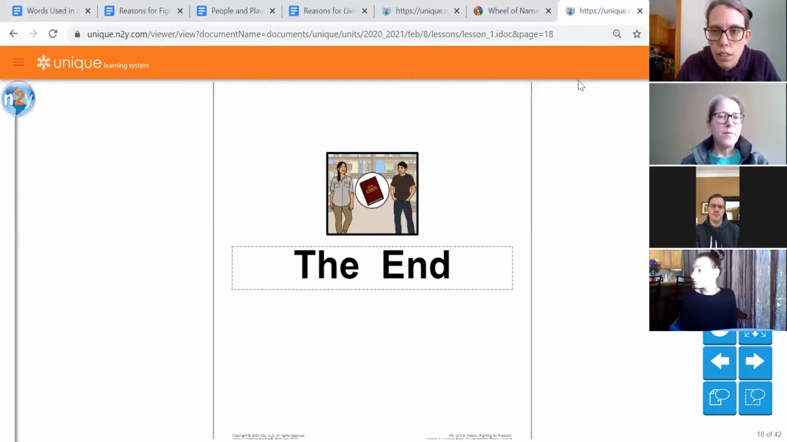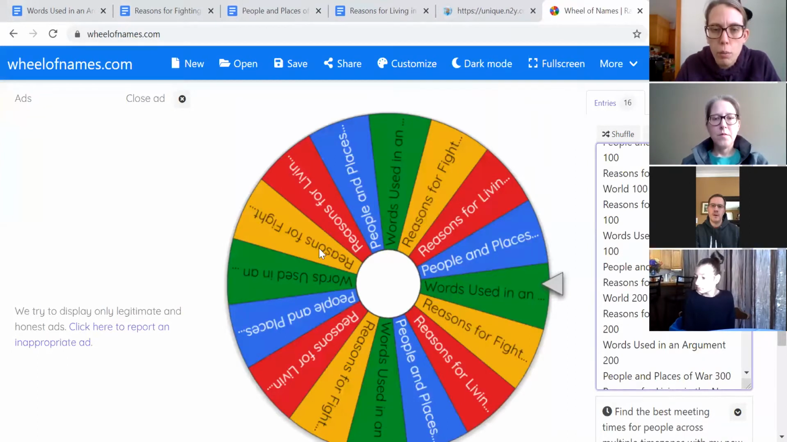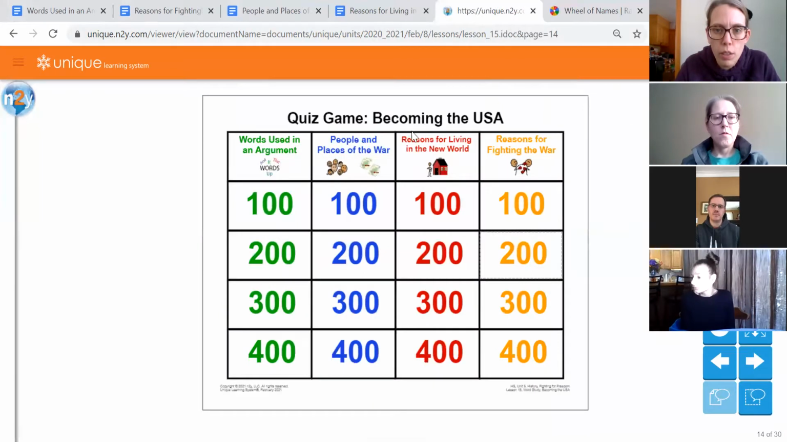All right, and that's the end of our book. So we're going to go ahead and use our wheel of names to choose our first category from our quiz game board, Becoming the USA. And our categories are words used in an argument, people and places of the war, reasons for living in the new world, and reasons for fighting the war.